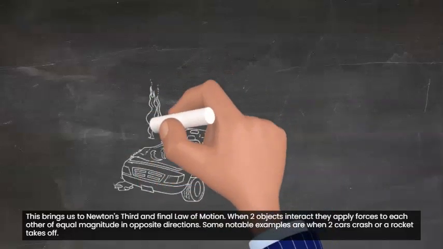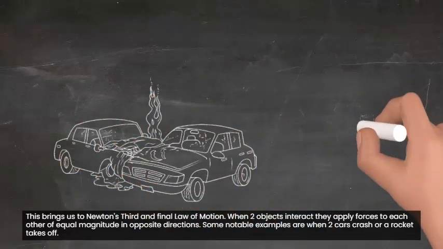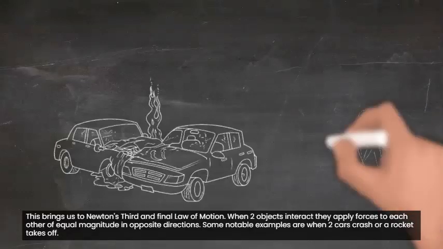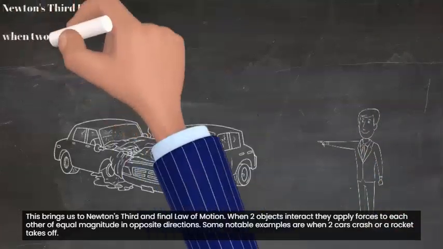This brings us to Newton's third and final law of motion. When two objects interact, they apply forces to each other of equal magnitude in opposite directions. Some notable examples are when two cars crash or when a rocket takes off.